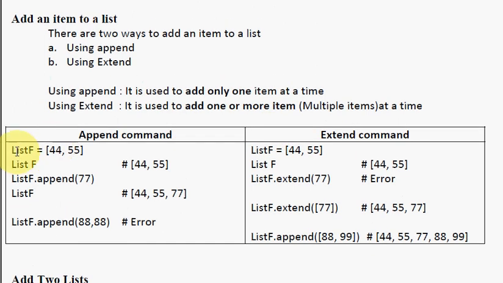You can see this example. List F has two items, 44 and 55. We have printed it. Then the append command is used to add another element, 77. Then 77 is added. But if we want to add two items, an error will occur. In the same way, in extend, if I simply provide the value 77, it will produce an error. If you want to add one item, you can give it in this manner, and if you want to add one or more items, it should be in the form of a list. So here it is successful.